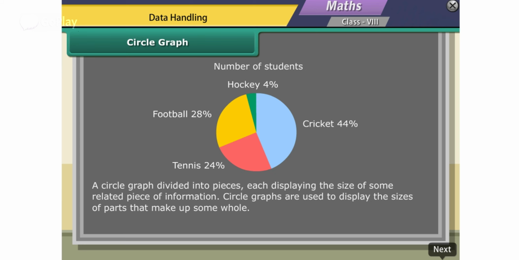Circle graph. A circle graph is divided into pieces, each displaying the size of some related piece of information. Circle graphs are used to display the sizes of parts that make up some whole. Circle graphs are also known as pie graphs.